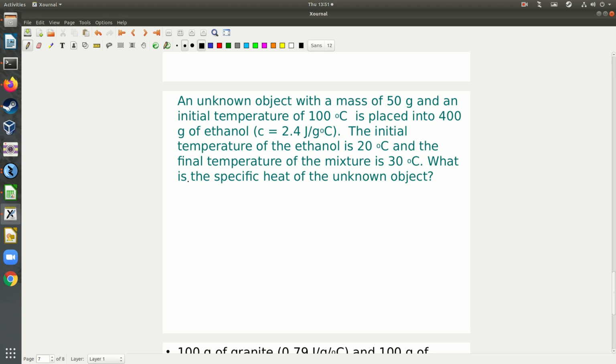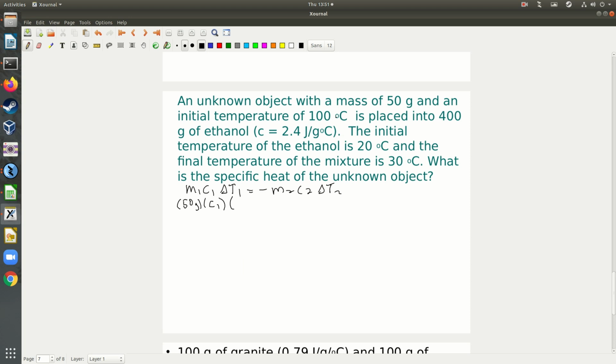So I usually like to write the conservation of energy instead as M1 C1 delta T1 is equal to negative M2 C2 delta T2. I could plug in the TF minus TI, but sometimes it's more helpful to not do that in my case. So, alright, well, what am I looking for? Okay, so we have unknown object, 50 grams. So I'll go ahead and plug in its mass here. And then we don't know what it is, so we're actually going to solve for C1.